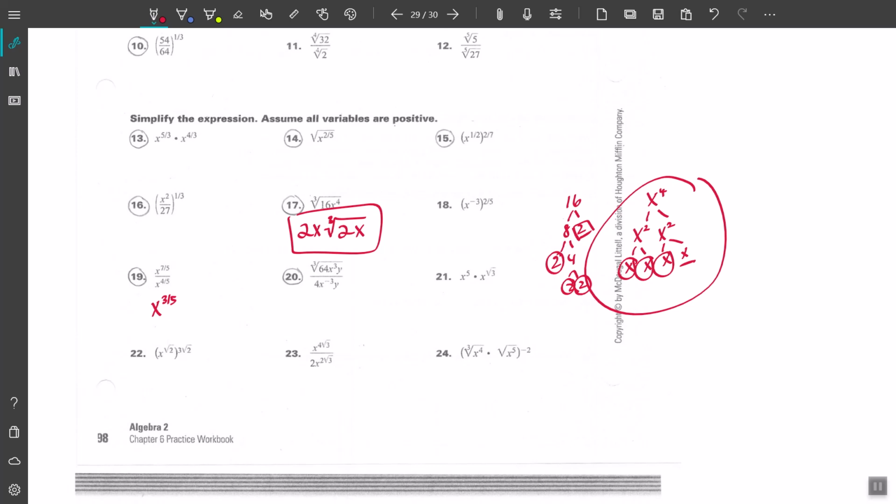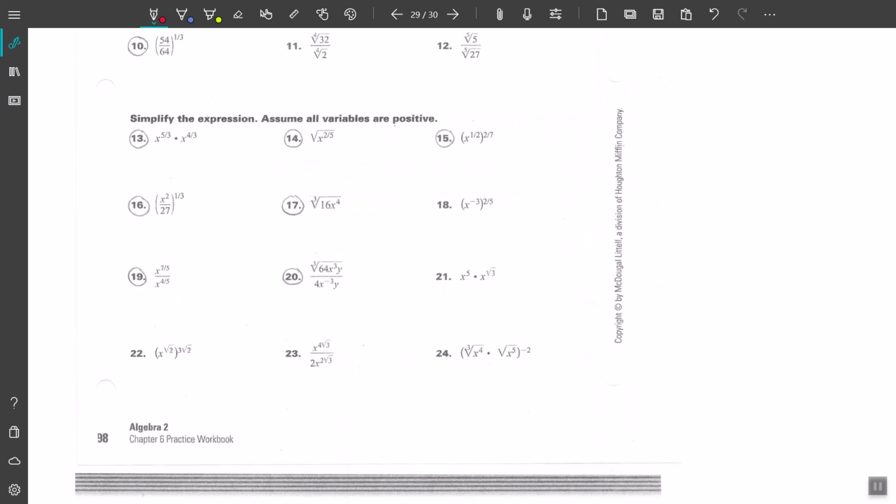Number 20, we're going to do the same thing we did on number 17. We're going to prime factor 64, and then we'll pull out our x's and any y's that we can, if that's possible. And then we also need to take care of the denominator. So let's start with that numerator. We're looking for the cubed root of 64, which fortunately for us is a perfect cube. So 4 times 4 times 4 is 64. So we can pull that out from under the radical.